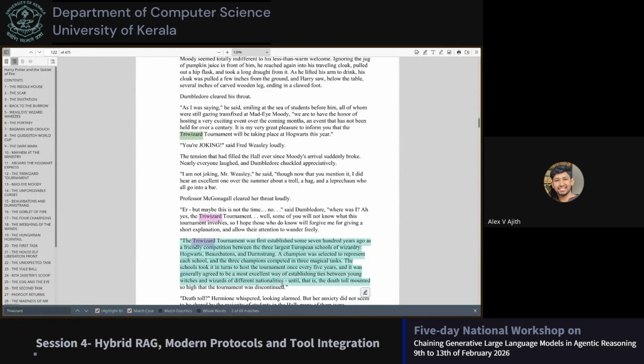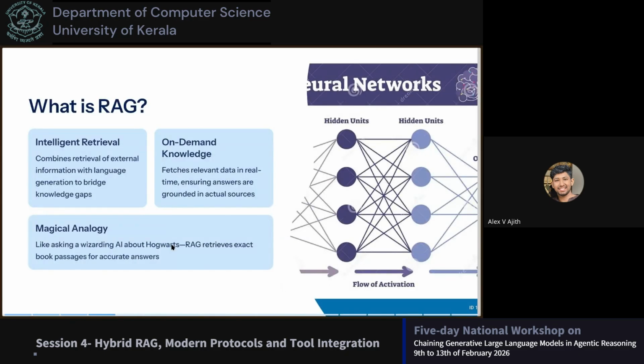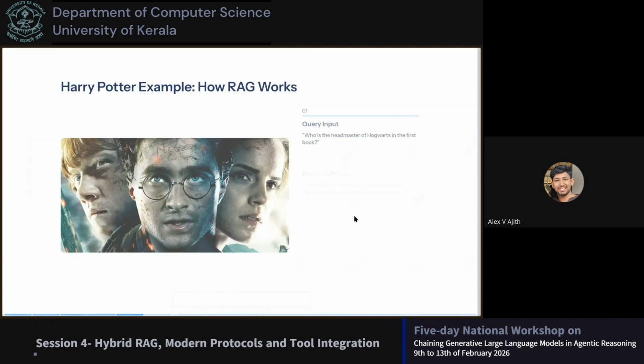In order to understand that, we have to go back to the slide. So we stop here. RAG retrieves exact book passages for accurate answers. For that, we need a deep neural network, and we need embedding models to calculate the vectors or embeddings, and then find the appropriate passages. So let's look at what is happening behind the scenes.